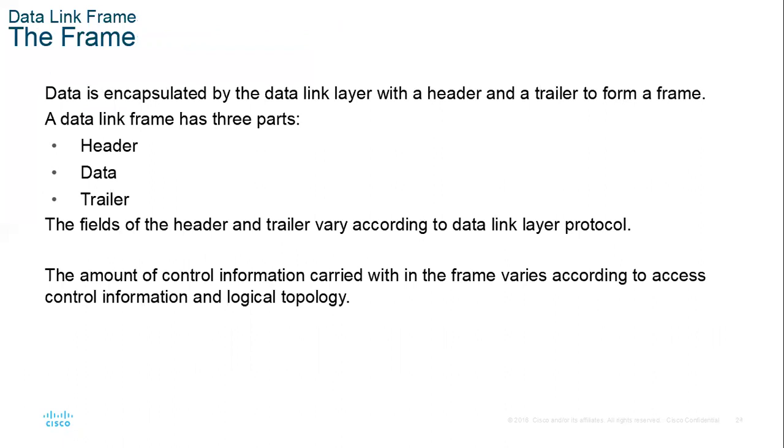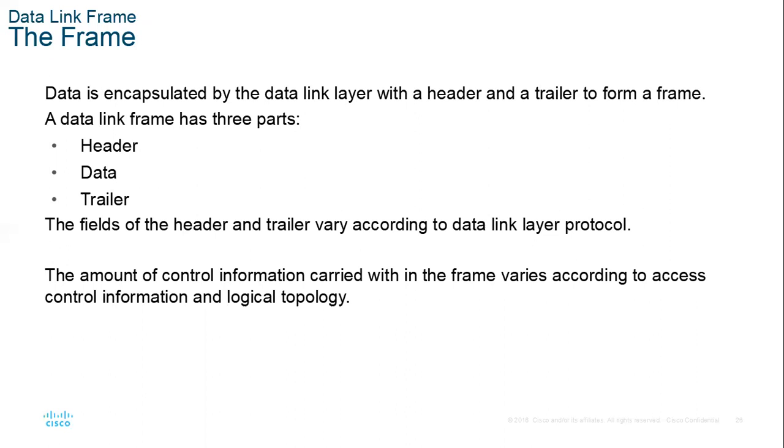So the question is, what info do you have there? You have the header, the data, the trailer, right? The fields of the header and trailer vary according to the data link protocol. The amount of control information carried within the frame varies according to the access control information and logical topology. All of this information just tells us where we are coming from, where we are going to, how we should accept data, how long we should wait before we can send back our data and the rest.